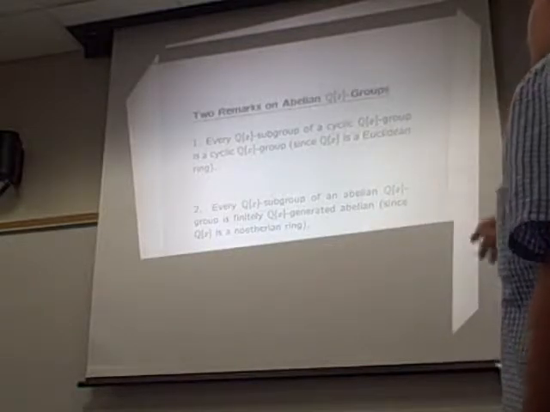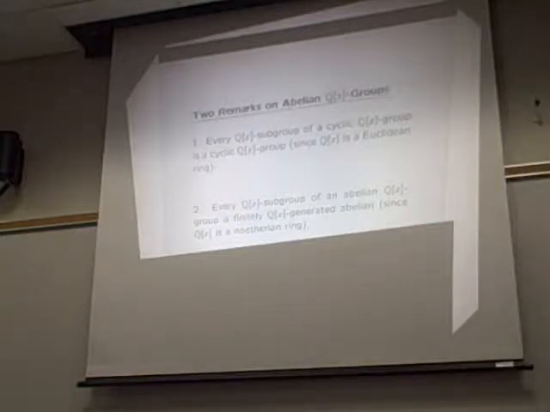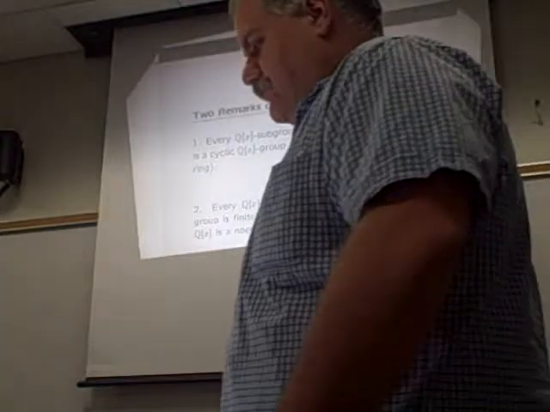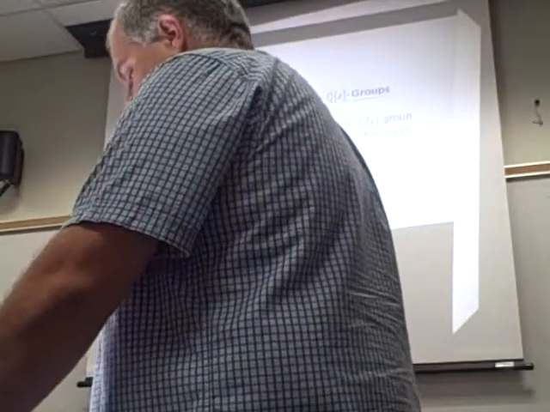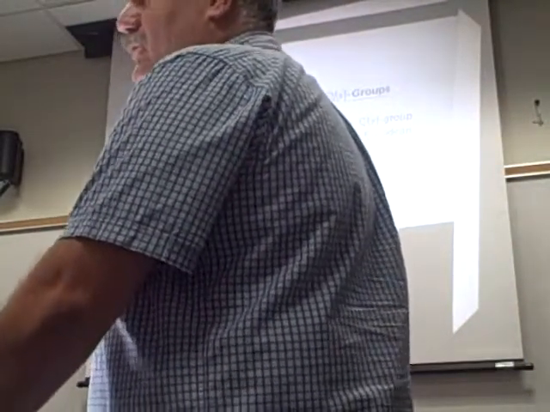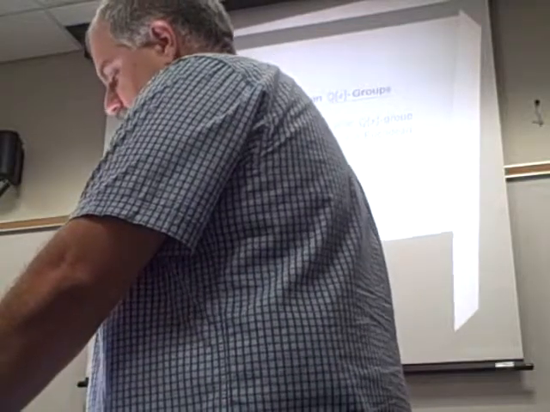Yeah, it should say every QX subgroup of a finitely QX-generated abelian group. I left that out by accident. The reason why that holds is because QX is Noetherian. Remember, in module language, this would say that every QX submodule of a QX module which is finitely generated is going to be again finitely generated. Okay, so I apologize for that typo. By the way, if the ring is non-Noetherian, this doesn't hold. So QX again is a special guy.